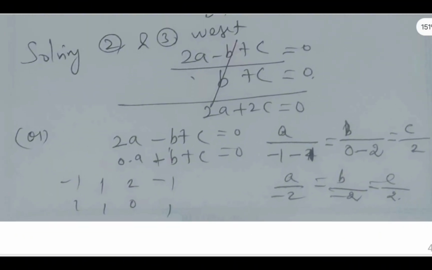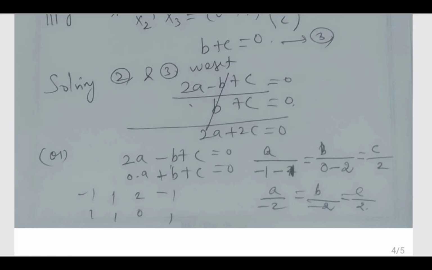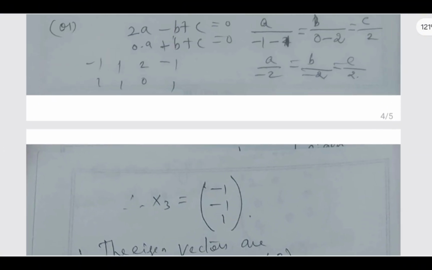The other way of finding it is to apply directly the cross multiplication method. I have substituted all the coefficients. For A, write the B coefficient minus 1, 1 and the C coefficient 1, 1, then the A coefficient 2 and 0. Where you started, you end with that. So A divided by minus 1 minus 1, that is minus 2, then B divided by 0 minus 2, and C divided by 2 minus 0, that is 2. So A by minus 2, B by minus 2, C by 2. So automatically you will get the answer like this.